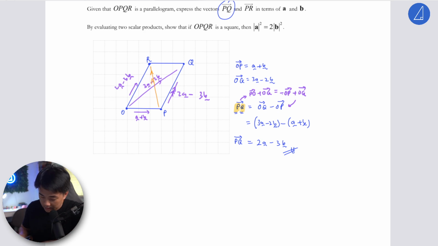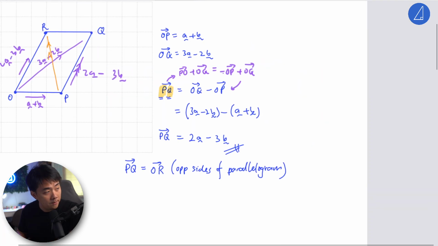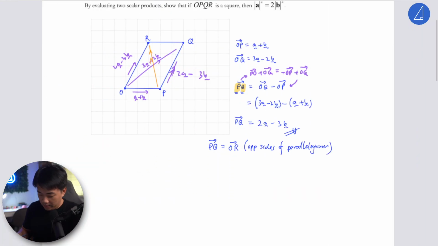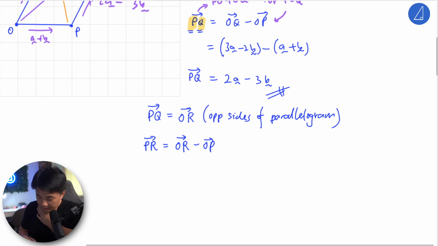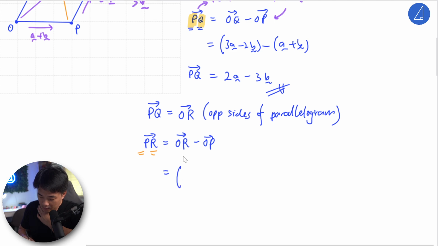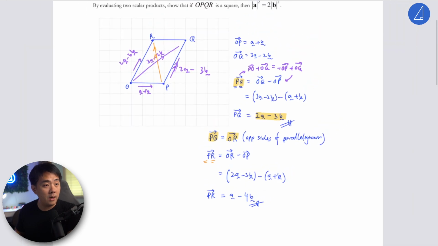So what we need is to know that PQ equals OR. Then if we need to find PR, it will be OR minus OP, meaning you always take final minus initial. Then we can write that OR is PQ, so OR is just 2a − 3b. So I'm just going to use 2a − 3b, what we found just now, and minus OP, which was given. So I found out that my PR is a − 4b.